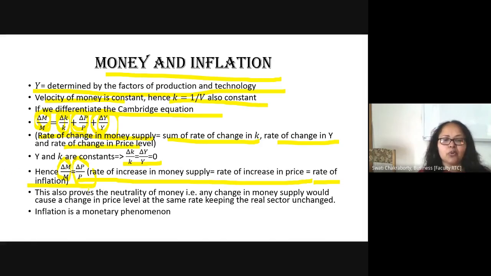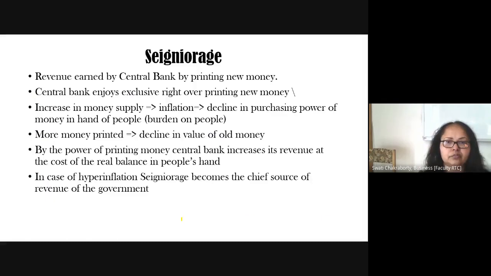So which also proves the neutrality of money. What is the neutrality of money? We know that any change in money supply would cause a change in the price level, right? At the same rate, leaving the real sectors unchanged, right? So inflation, we know, is a monetary phenomenon.